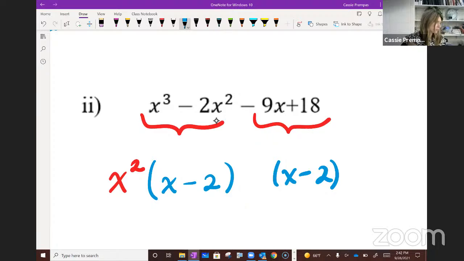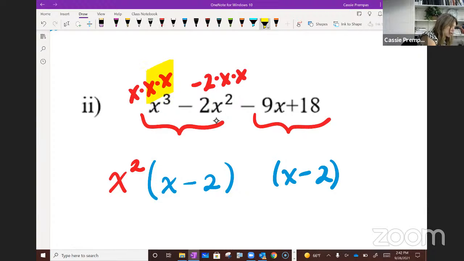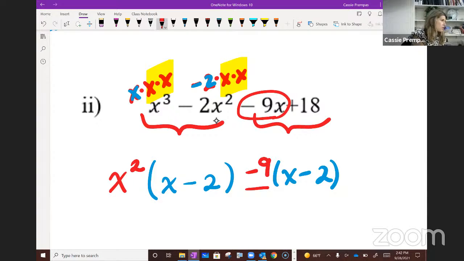Yep. So if I was factoring this down, this would be x times x times x. This would be minus 2 times x times x. And the x squared is what's shared. And notice the x and the minus 2 are what's left over. Then I'm going to ask, what times x would maintain a negative 9x? Negative 9, and here's your built-in check step. What's negative 9 times negative 2? 18. So I know that I've done it correctly.